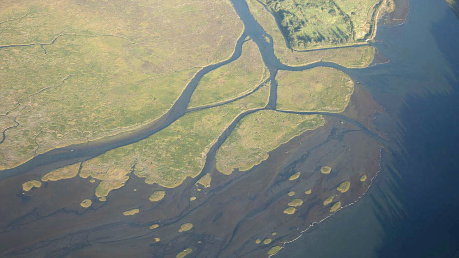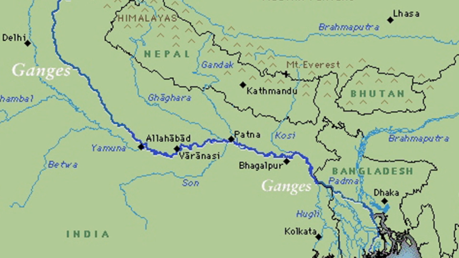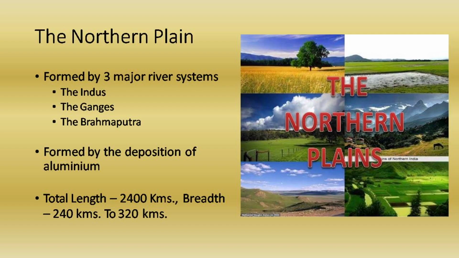Let me give you some examples of tributary as well as distributary. Coming to the tributary, river Yamuna is a tributary of the river Ganga. The river Brahmaputra has also formed a number of distributaries. River Padma is a distributary of river Brahmaputra. Another example of a distributary is river Hooghly. Do you know where it lies? It's situated in West Bengal. The total length of the northern plain is about 2,400 km, whereas its width varies between 240 km and 320 km.